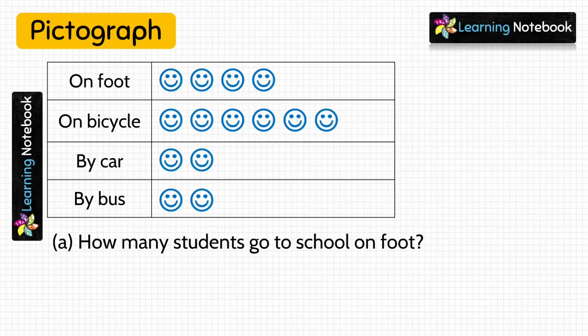So question A is, how many students go to school on foot? So look at this pictograph. 4 smileys are representing the students who go to school on foot. And we are also given that each smiley represents 100 students. So this means 4 smileys will represent 4 into 100, which is equal to 400 students. So this is the answer of our A part.